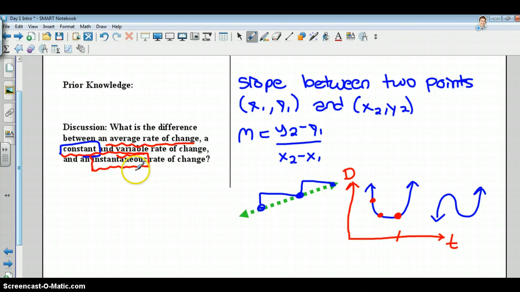Well, instantaneous rate of change is going to allow us to find the slope or the instantaneous rate of change at a particular point. So that's going to be our last topic today when you guys are going through your notes. Just a little background before we get started.